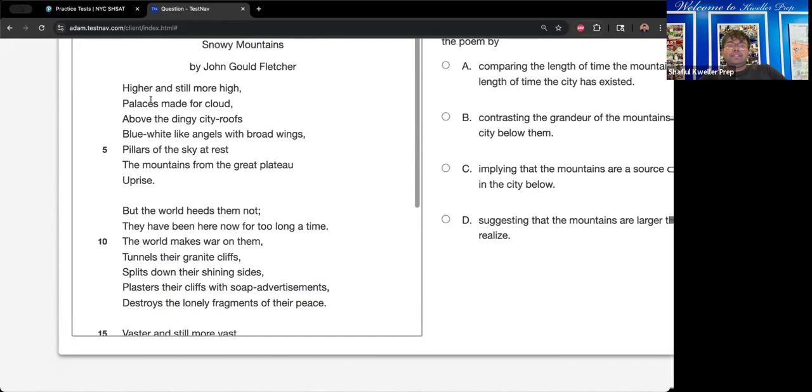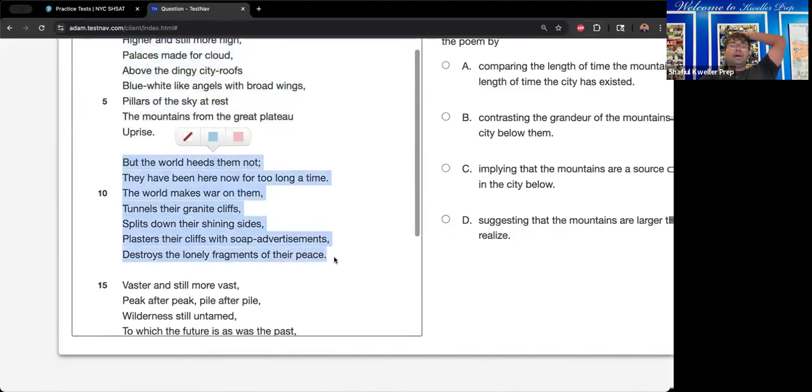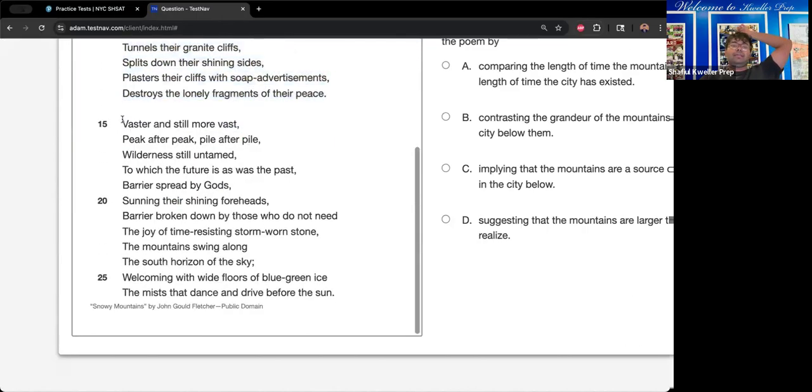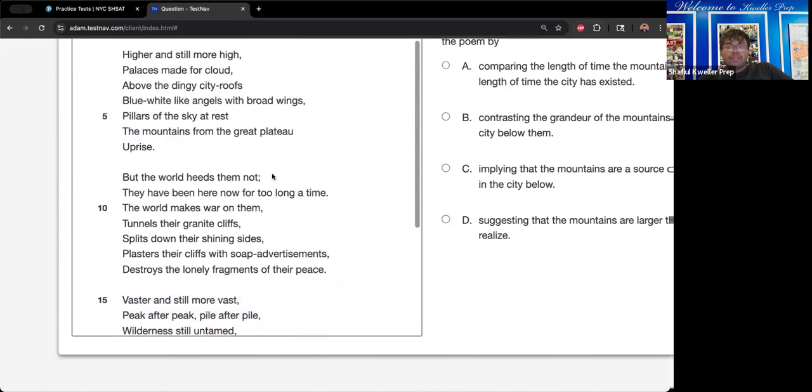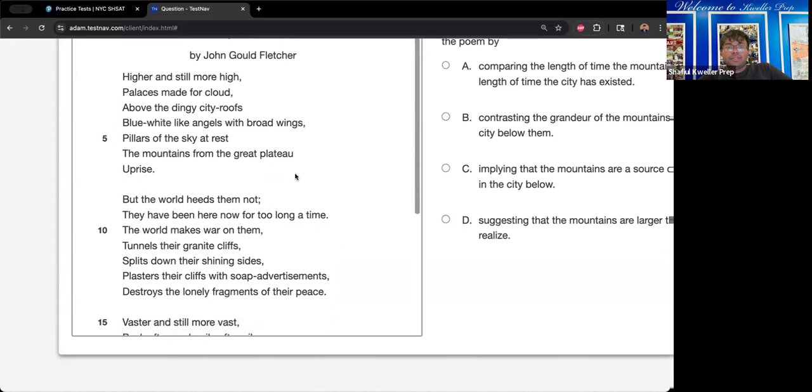So the idea is the first stanza is talking about how nature is uprising. Second one is talking about how the world seeks to destroy it. And then the third one here is just talking about how nature resists us from destroying it, and it still continues to expand. Someone said with heats, how do you figure that out? If you didn't know, because I don't see any context clues.